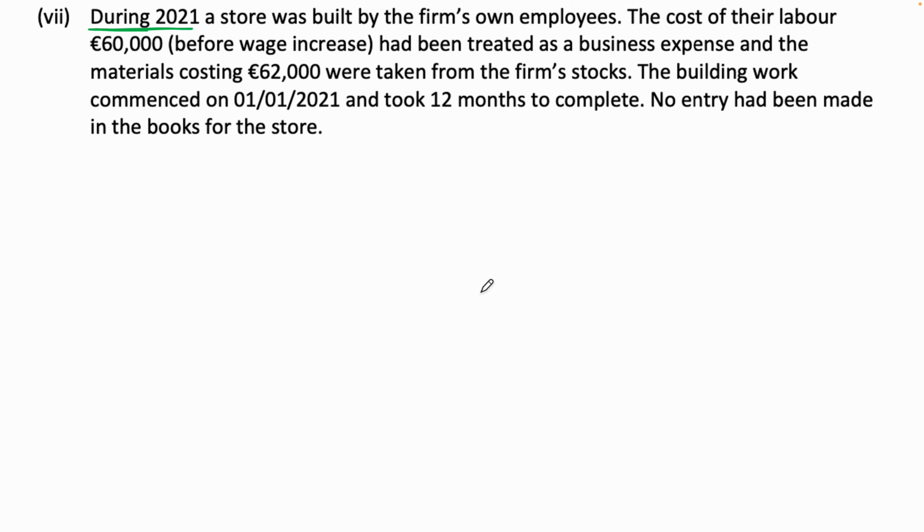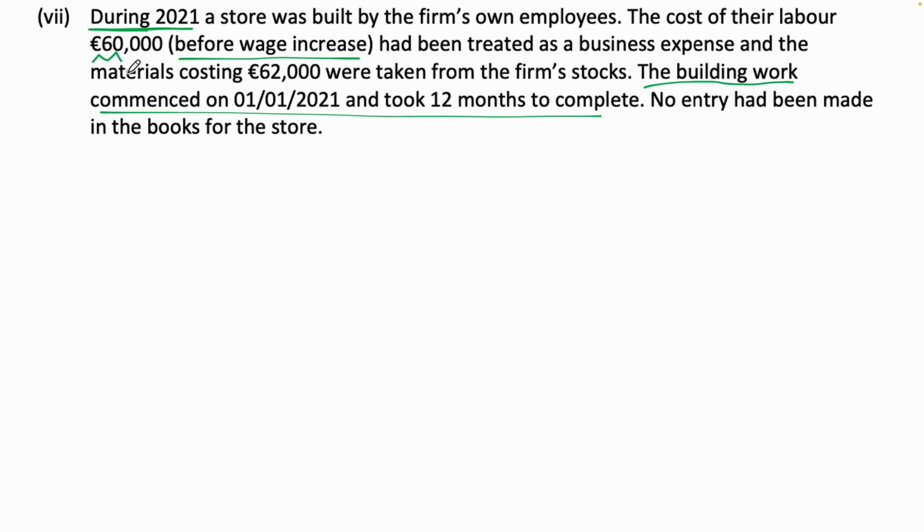Okay, so during the year, a lot happened. The firm's own employees built a new storeroom, okay? What's happening is they're saying that all of the expenses of that storeroom are currently in the manufacturing account. And actually what needs to happen, it needs to go into the building account in the balance sheet. Now it's saying the building work took 12 months to complete. So that means we're talking about the wage increase. So we have to figure out what the wage increase element of this is as well.